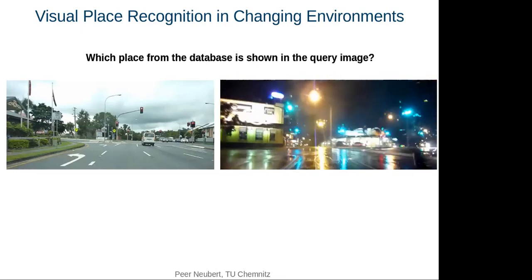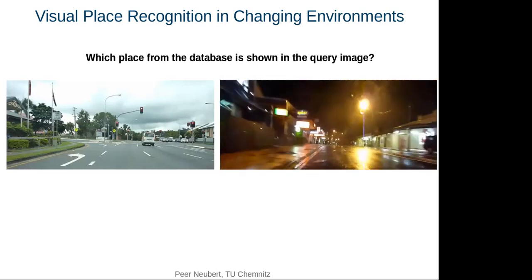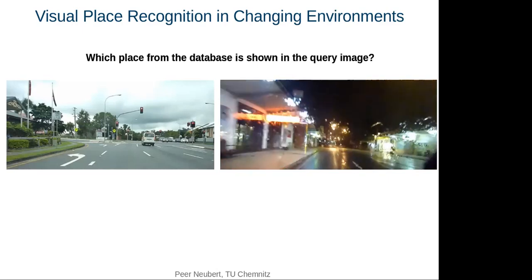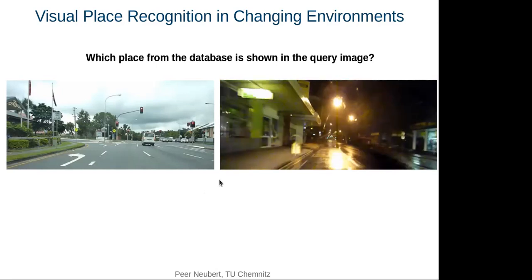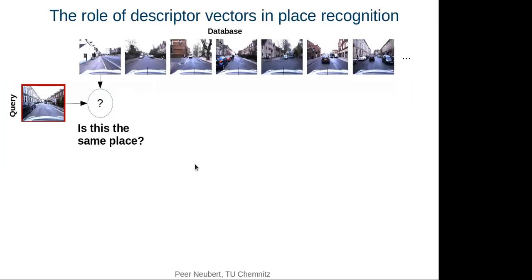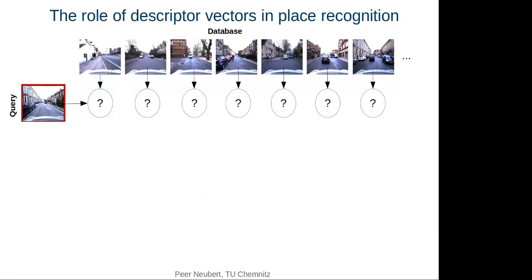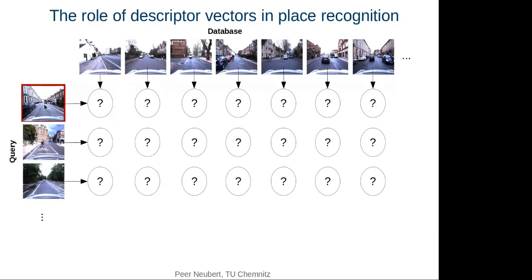So let's dive a little bit into the role of descriptor vectors for place recognition. To solve this problem, we basically have to solve a set of binary decision problems. Given a set of database images and one query image, we just ask the question, does this query image show the same place as this database image? And then we repeat this question for all the database images. And usually we have multiple query images, so we have a lot of those questions. So how do we answer each of them?